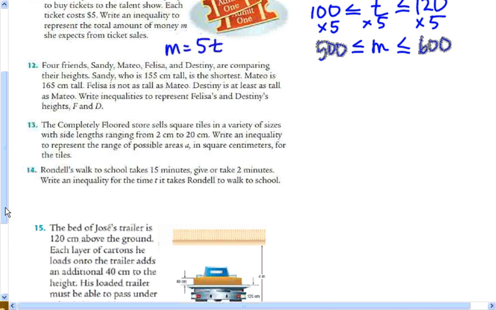Let's do number 13. Here we have an area problem. It says you can buy square tiles in a variety of sizes with side lengths ranging from 2 to 20 centimeters. Write an inequality to represent the range of possible areas. Okay, so these are squares, and a square is a rectangle, so you just have to multiply length times width to get the area. But with a square, length and width are the same. So our area is really the side length of the square times itself. Now the tiles, the smallest size is 2 centimeters, and the biggest size is 20 centimeters.